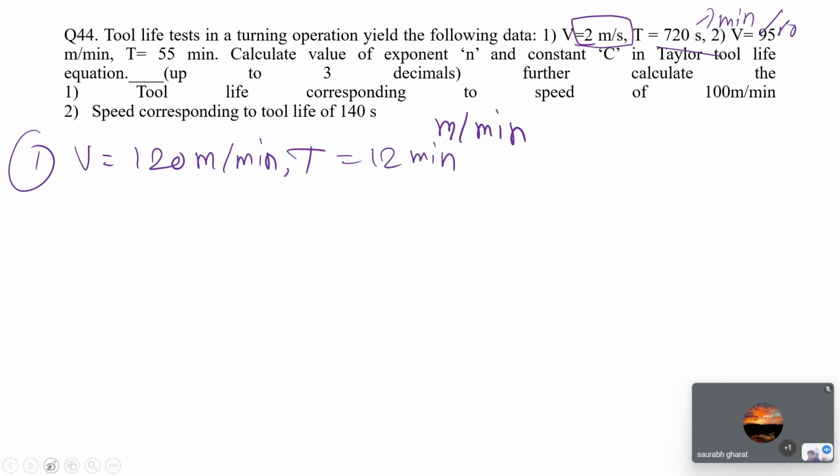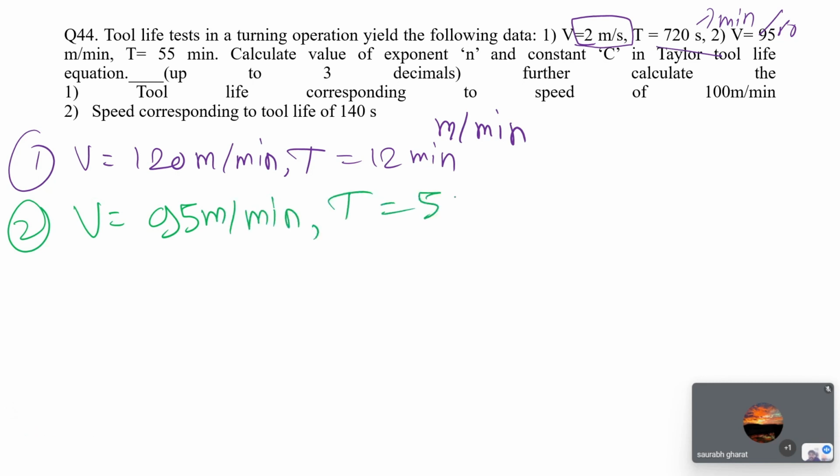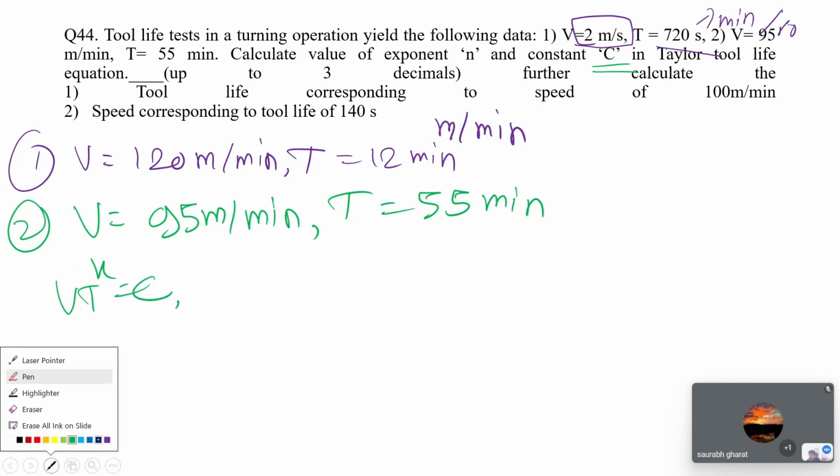And again in our second case, V is equal to, they mention directly, 95 meter per minute, and your T is equal to 55 minutes. So calculate the value of n. What is the value of n? You have to calculate, okay? Value of n and value of c will be calculated. So how we can calculate? You know VT raised to n is equal to C. So what you can put here? Calculate both the equations. We have two unknowns, two equations.